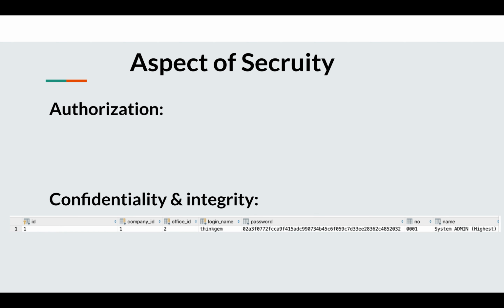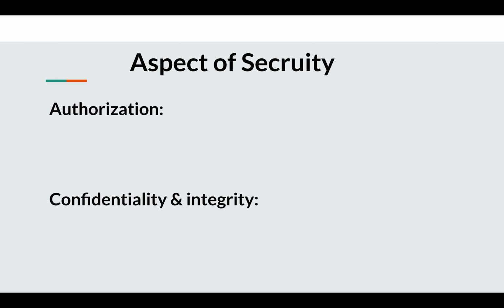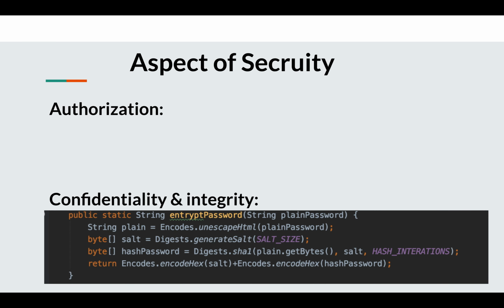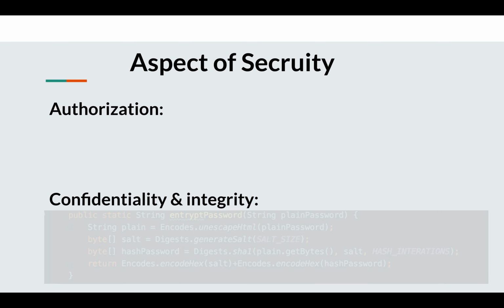About the confidentiality and integrity, our target is to protect the sensitive information. For example, the password is a sensitive message in this system. As the picture shows, the password is a ciphertext. There is a function named encrypt password. In this function, we can see the password with ciphertext will consist of a 16-byte salt and a 16-byte hash word.